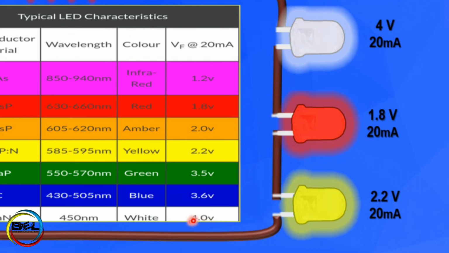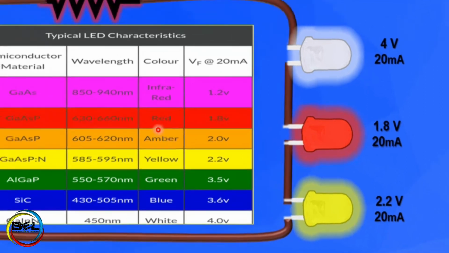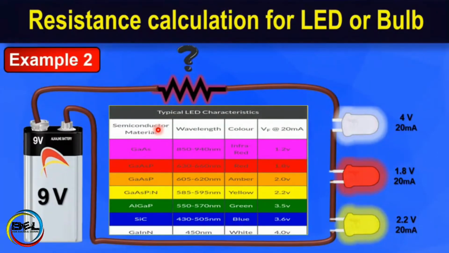The operating voltage of a white color LED is 4 volt, the operating voltage of a red color LED is 1.8 volt, and the operating voltage of a yellow LED is 2.2 volt, and the current for all LEDs is almost 20 milliampere. So the current for all LEDs is the same, but the voltage of all LEDs is different. Now we will find the resistance for that circuit.